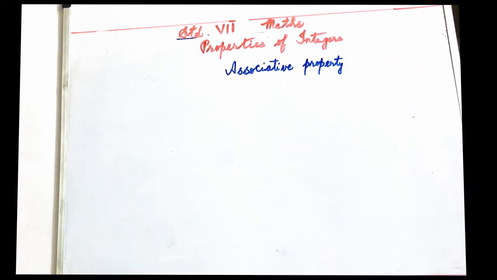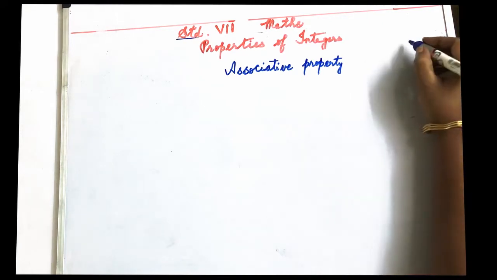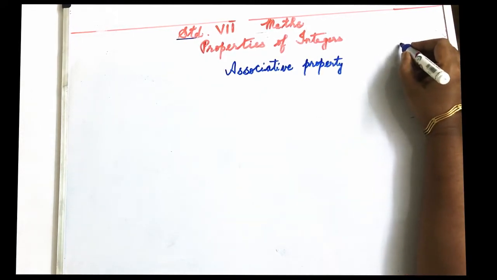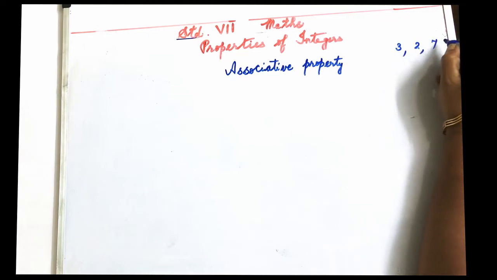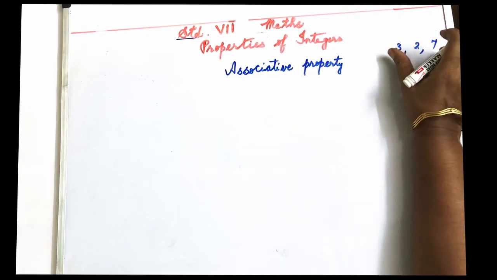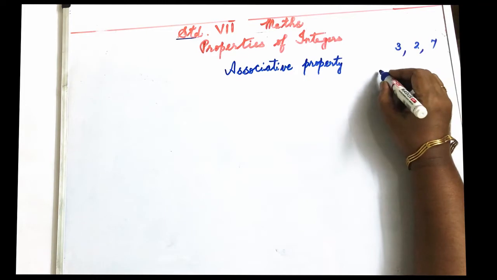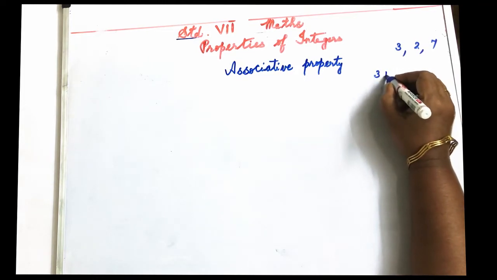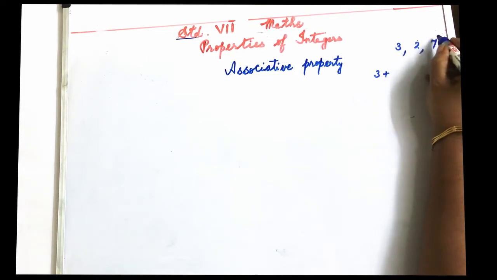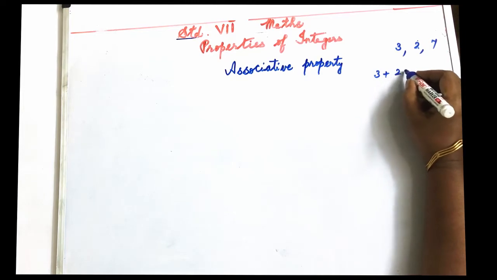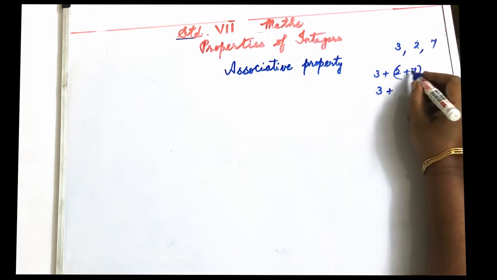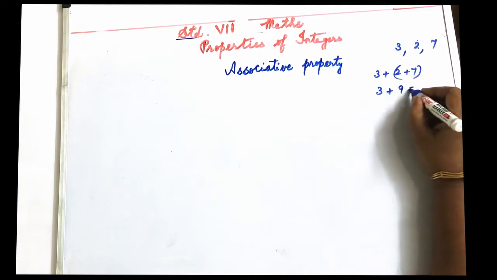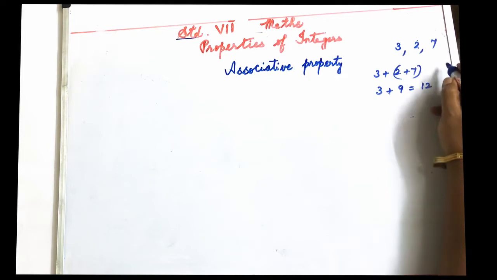First we shall see associative property in whole numbers. Let us consider three whole numbers 3, 2, 7. So we can add these three whole numbers in different ways. First one is grouping the number. Second and third number we are going to group. So 3 plus (2 plus 7). Here 2 plus 7 is 9. So 3 plus 9 is 12.